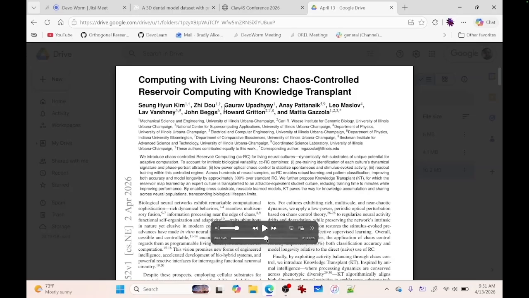And then, of course, they were able to take those profiles, those dynamical systems, and use them to train a new culture. This is something they called knowledge transplant. So they were able to take the things that were learned by the previous cultures and train new cultures. It's really interesting. This has a lot of implications for biofabrication and other types of things.